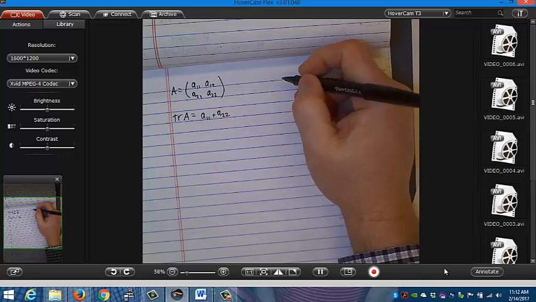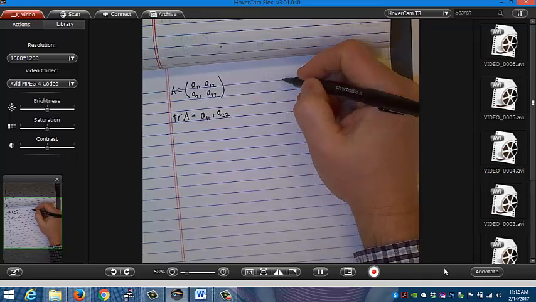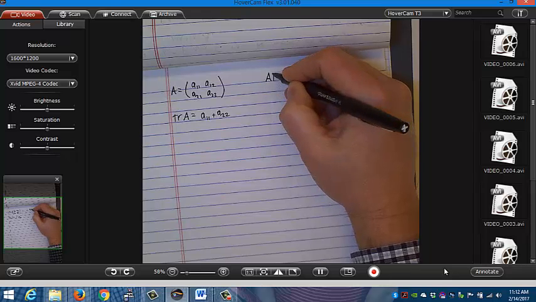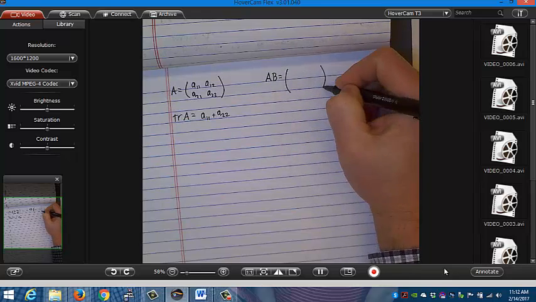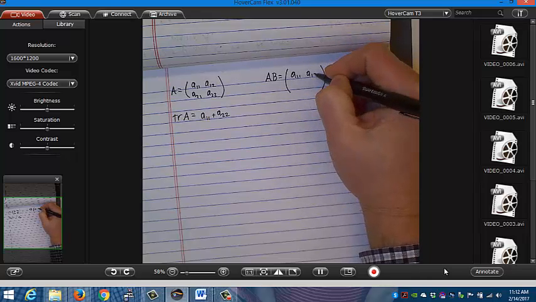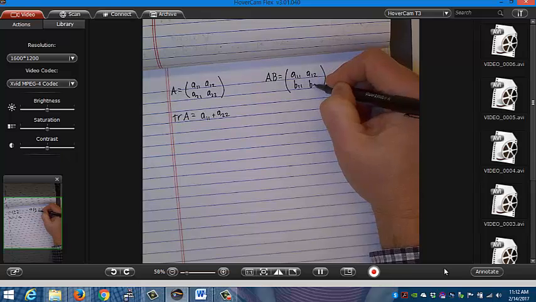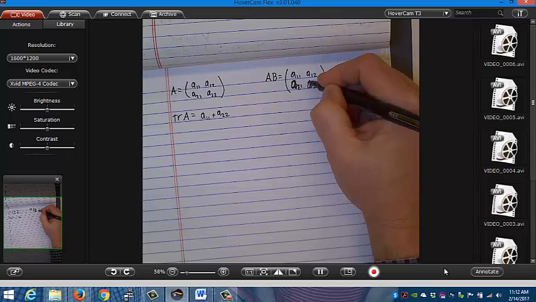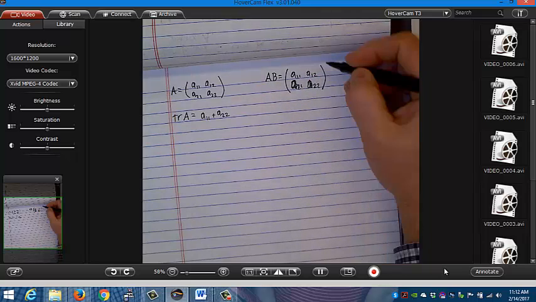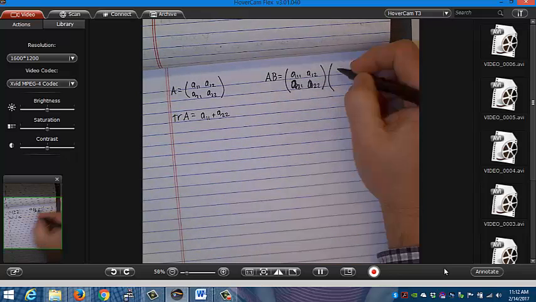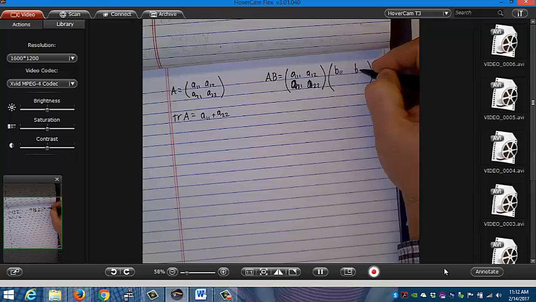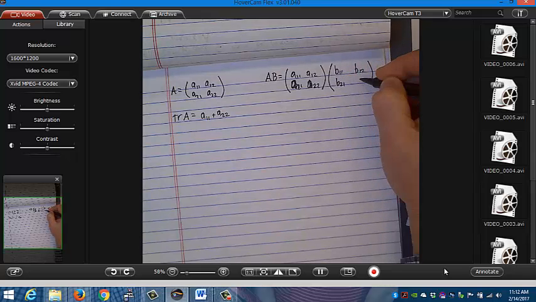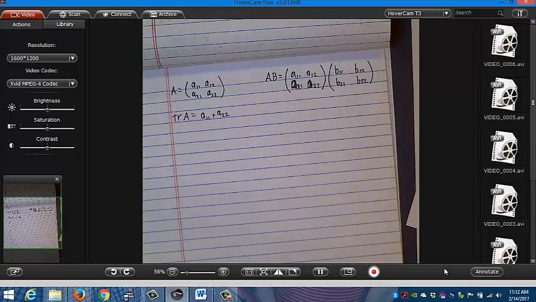So what I'm going to do is define B the same way, and my question is, what does A times B look like? Well, it's A11, A12, A21, A22. Those are all A's. The B's will represent matrix B, so I could say B11, B12, B21, and B22. Now, first of all, what size matrix am I going to get when I multiply these together? It's going to be a 2x2.